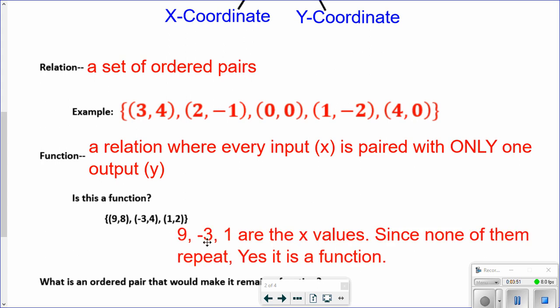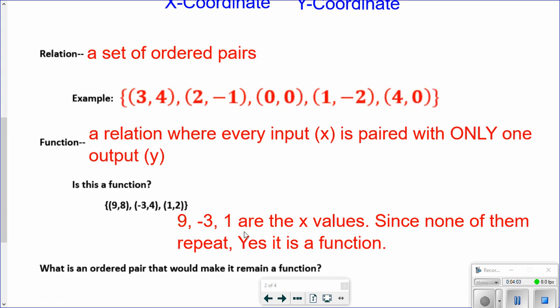Well, 9, negative 3, and 1 are the x values, and since none of them repeat, yes, it is a function. So 9 is only paired with 8. Negative 3 is only paired with 4. 1 is only paired with 2. They each only have one pair to go with. Okay?